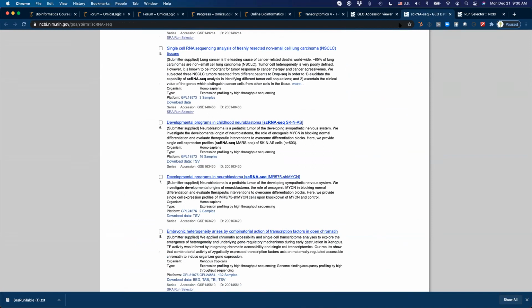Okay, so if there are no more questions, I do want to remind you that in terms of having your input data, you will actually end up with 2 files for each sample.